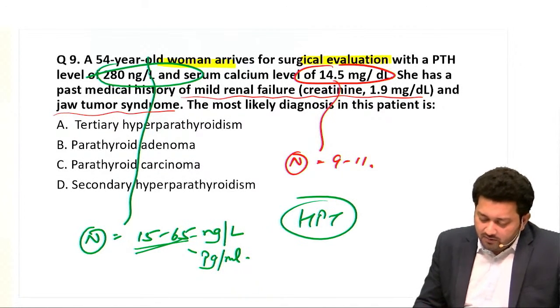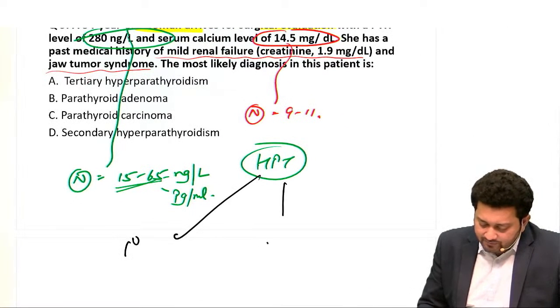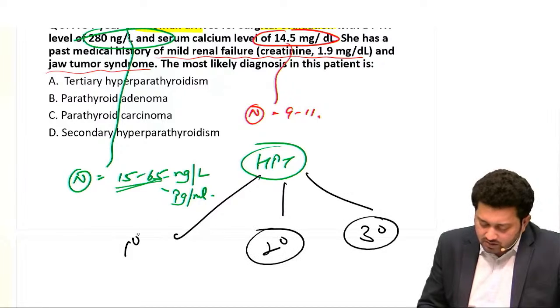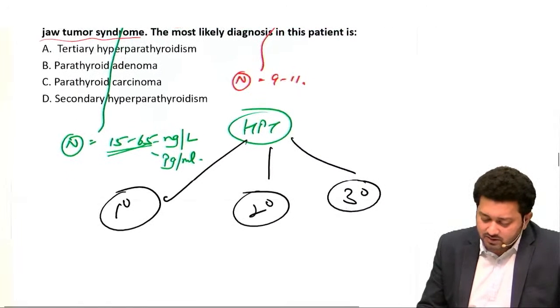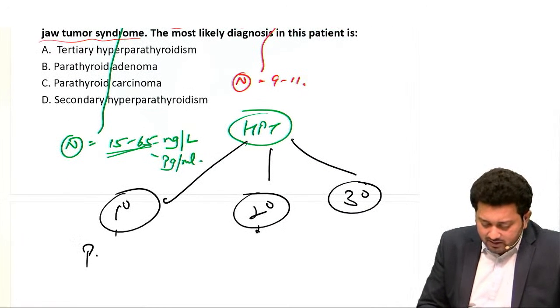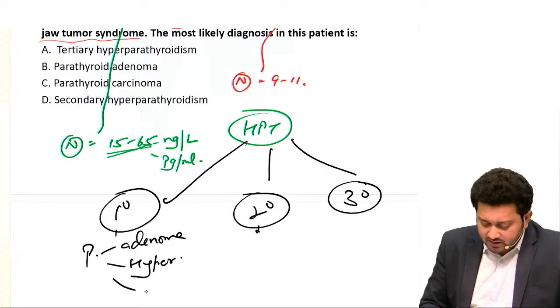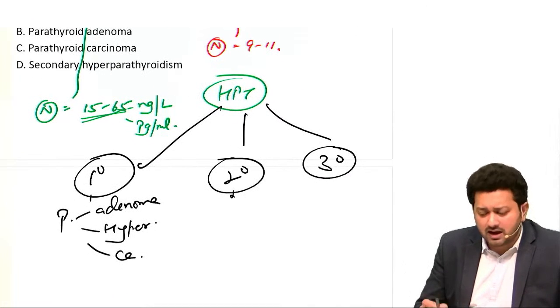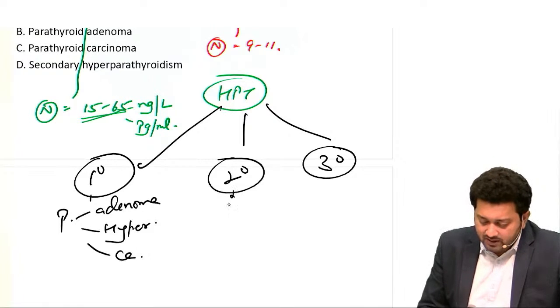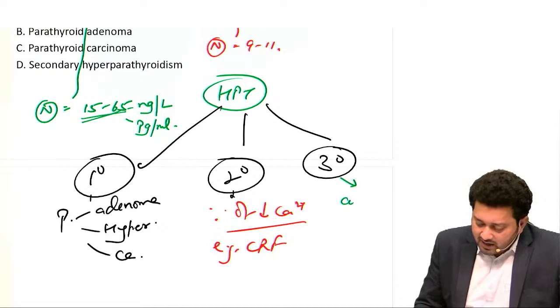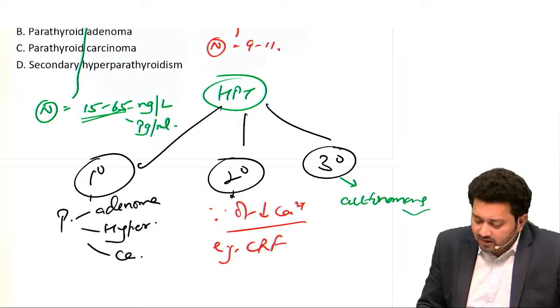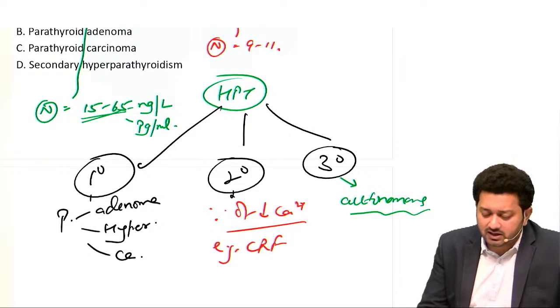Hyperparathyroidism. Now, when we talk about hyperparathyroidism, there can be primary, secondary, or tertiary. I'm sure you know the difference. Primary is because of the parathyroid problem itself, like adenoma, hyperplasia, or carcinoma. Adenoma is more common, hyperplasia is less, and carcinoma is very rare. Secondary is because of chronic hypocalcemia, like in CRF. And tertiary occurs when the gland becomes autonomous because of prolonged secondary, so that even after, suppose, a renal transplant there is still increased PTH.